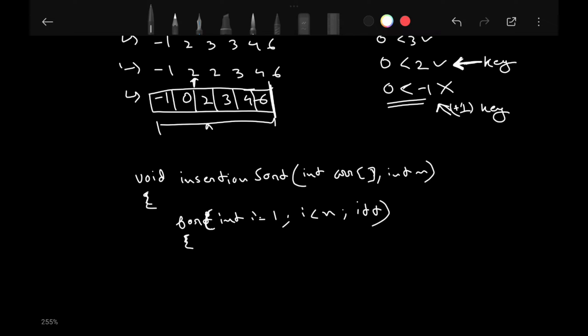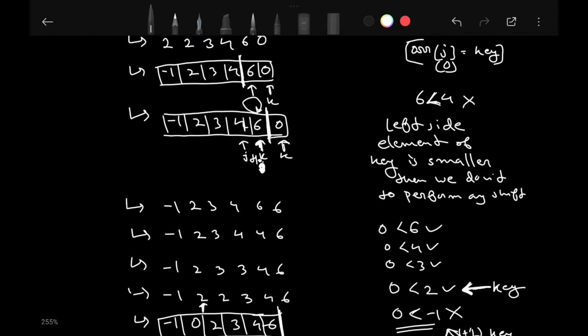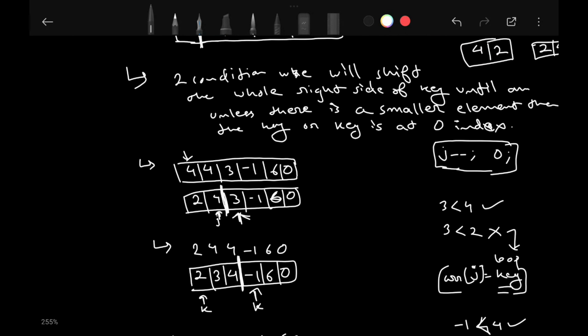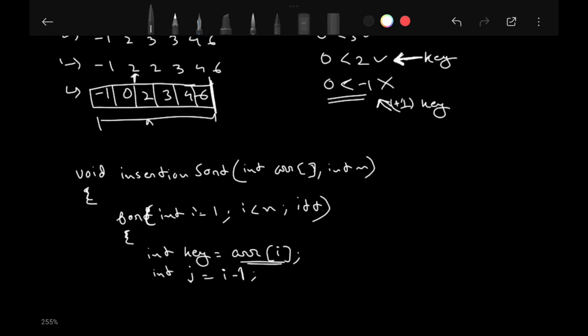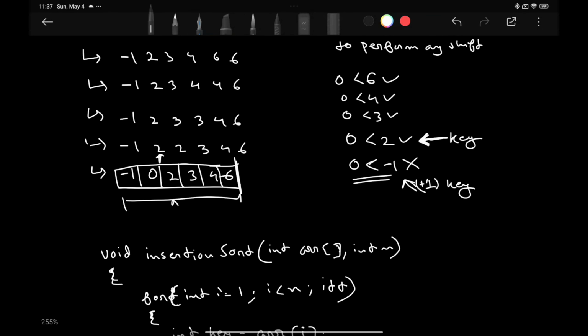Inside this for loop, what will we check? We will first store our key: int key is equal to arr of i. And with whom will we compare? We will compare our key with an index j. And what will j be? j will be nothing but i minus 1 index. Now, why i minus 1? Because as you can remember what I told you, we need to check with the left side elements. So if this is the key, then j is equal to key's index minus 1. Here k is the index, but when I write key I am taking the element only. I hope you have got it clear.